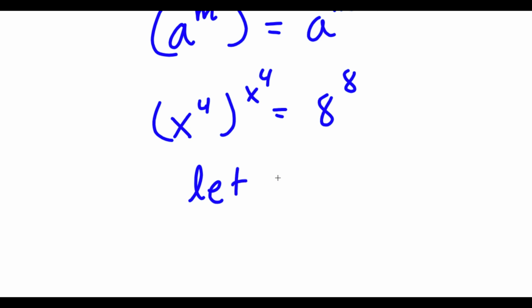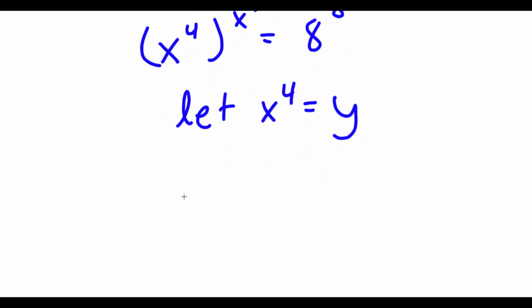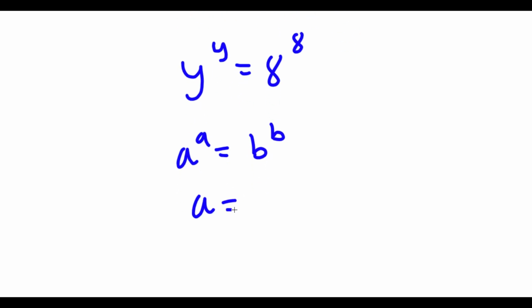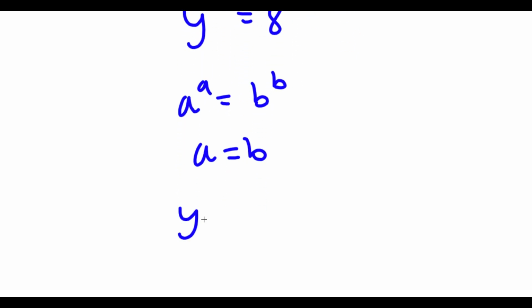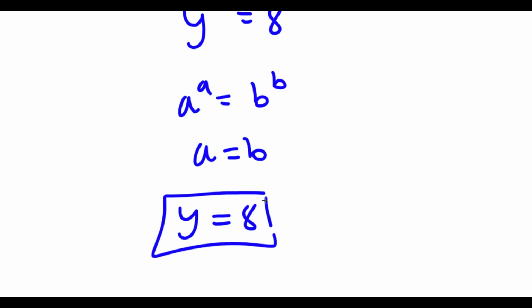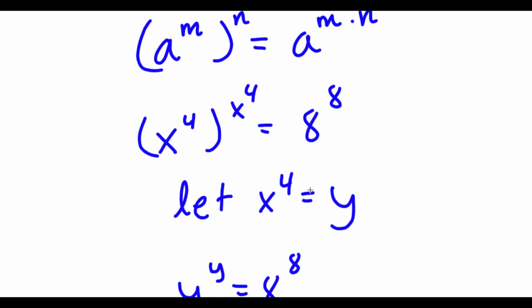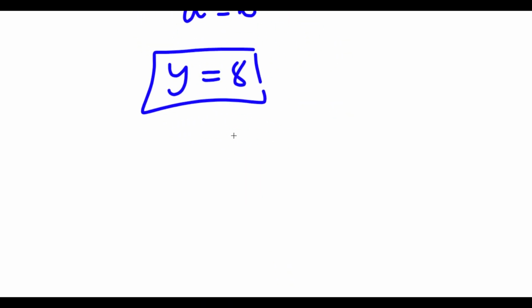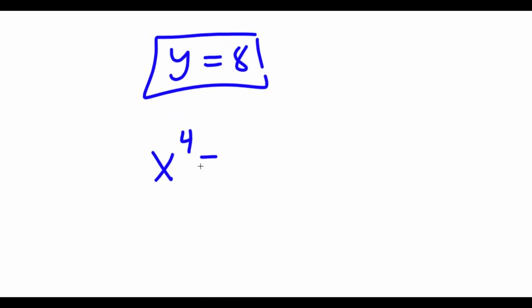Now I'm going to let x to the power of 4 equal to the variable y. So now I have y to the power of y is equal to a to the power of 8. And if I have something from a to the power of a is equal to b to the power of b, this means that a is equal to b, meaning y is equal to 8. Now remember how we let x to the power of 4 equals y. So if x to the power of 4 equals y and y equals 8, then this means that x to the power of 4 is equal to 8.